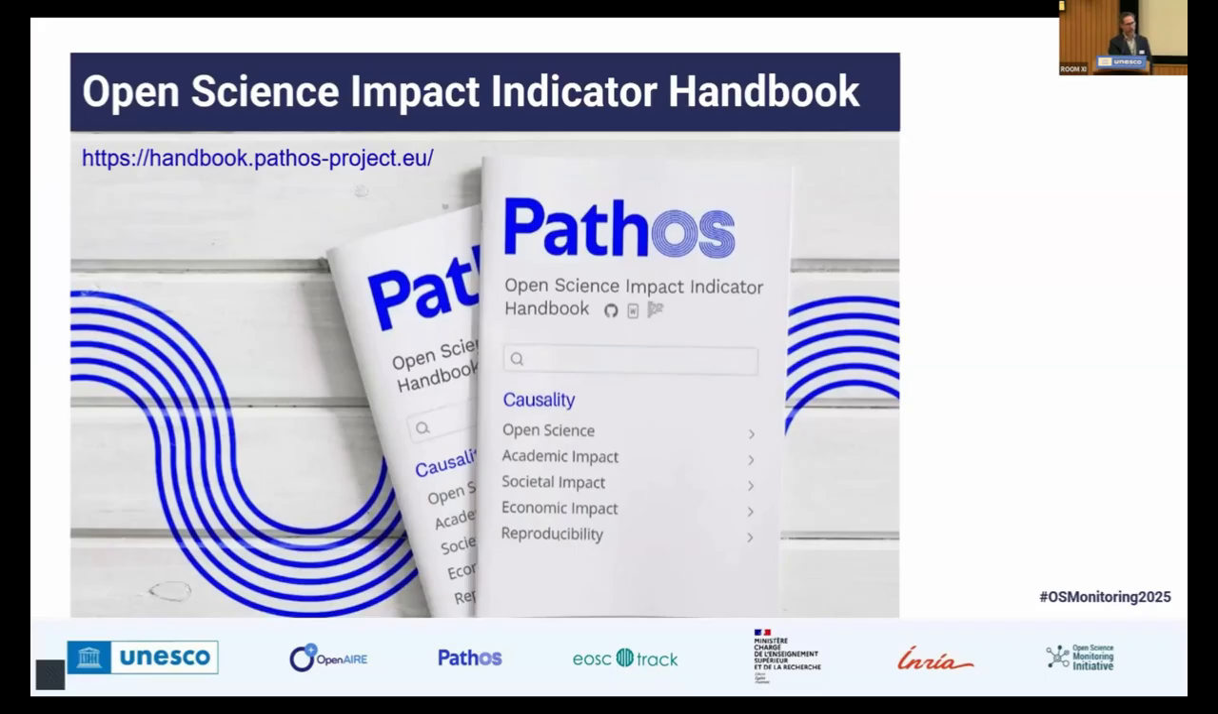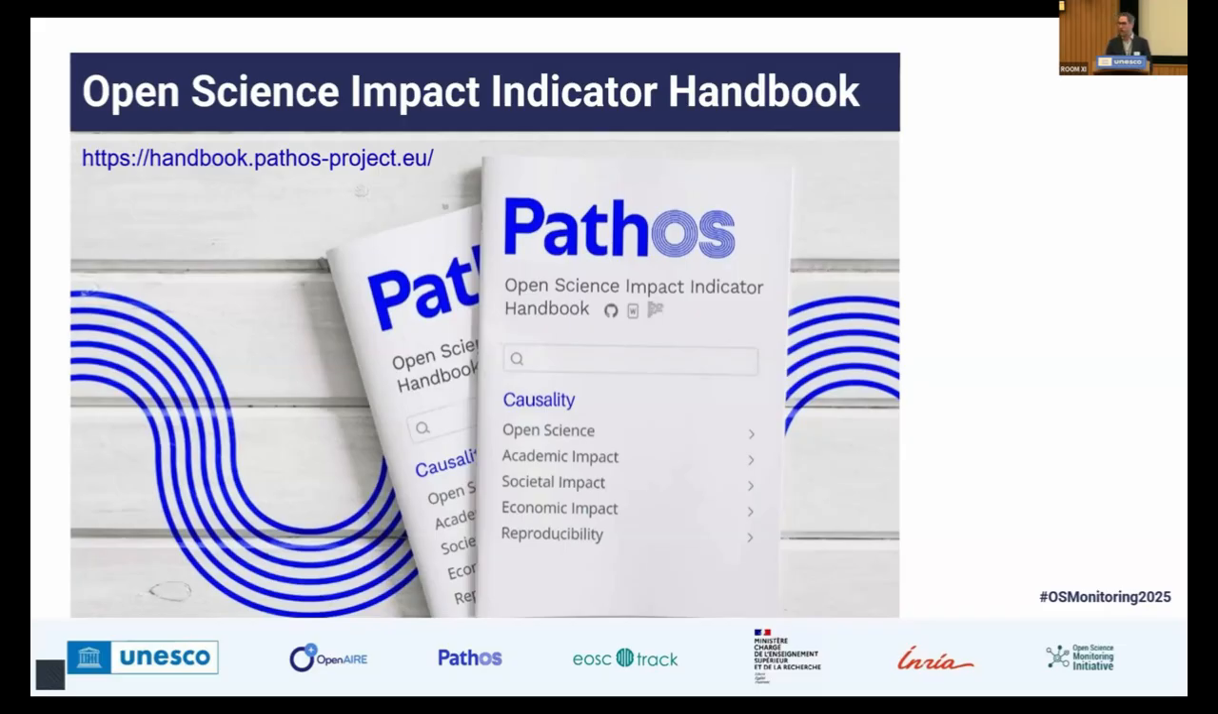Yeah, okay. Great. So we decided to make this Open Science Impact Indicator Handbook available as a website rather than as a traditional, let's say, printed version. And this, in a sense, also follows our recommendations to keep indicators up to date and revise them. So this is something of a continuous work in progress, we could say.